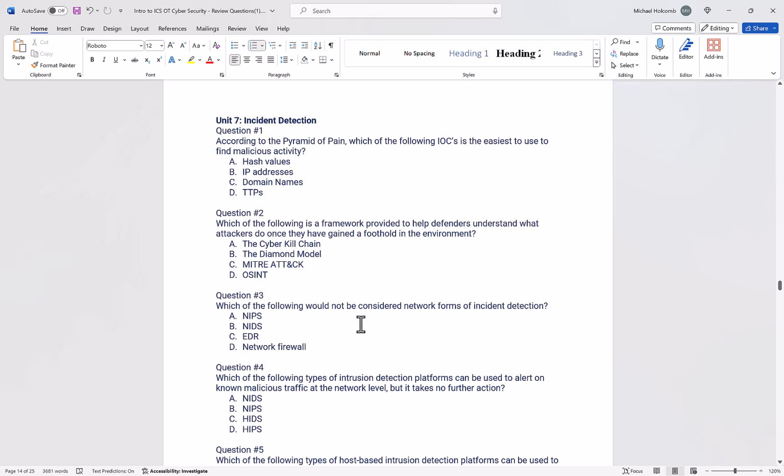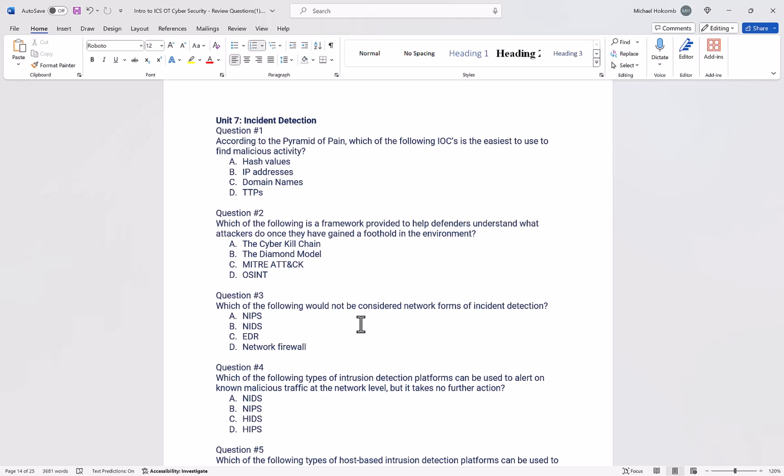And then question number 4, which of the following types of intrusion detection platforms can be used to alert on known malicious traffic at the network level, but it takes no further action? That was what we were just talking about with NIDS. Remember, the N is for network, so it's network-based, and it's only doing detection, the D. It's not taking any further action. It's not trying to be reactive like NIPS. So NIPS, again, there's an N, so it's network-based. The P is for prevention.